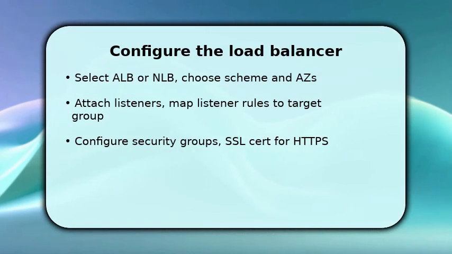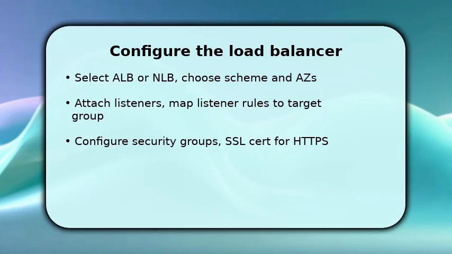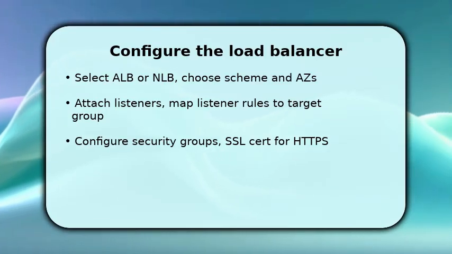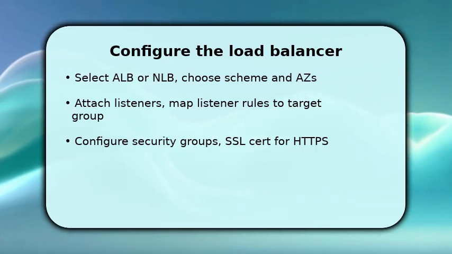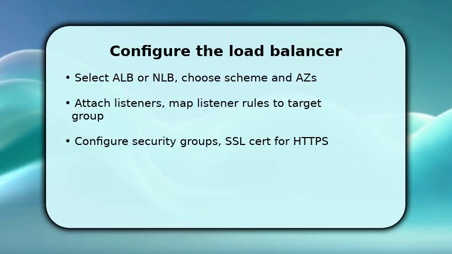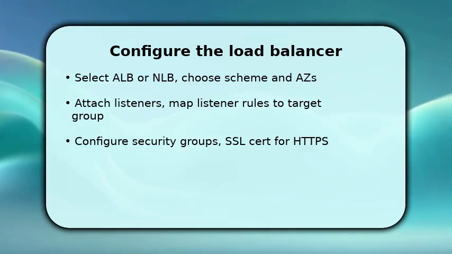Assign VPC and subnets across availability zones for redundancy. Add listeners. Set HTTP/HTTPS port and forward rules to the target group you created. If HTTPS, attach an SSL certificate from ACM. Make sure the certificate matches your domain.